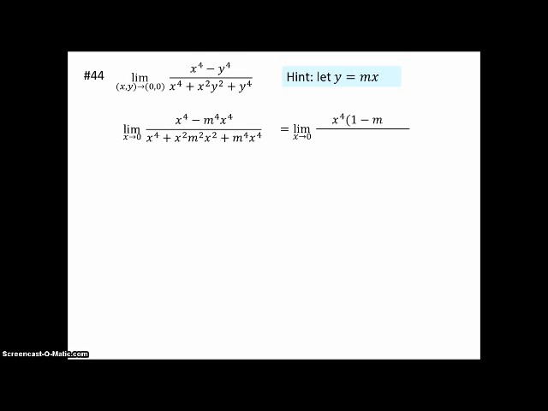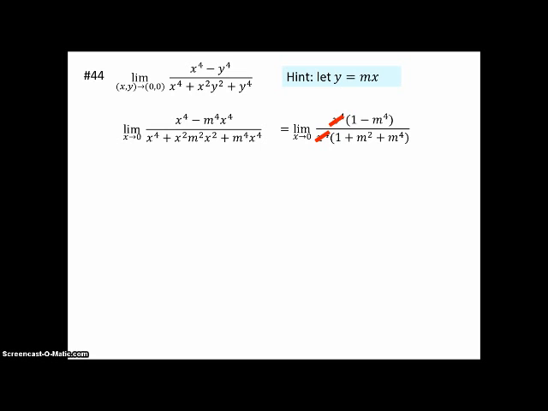Number 44, evaluate the limit as (x,y) approaches (0,0) of this expression. Okay, so the issue here is both the numerator and denominator are approaching 0, and we don't have a L'Hopital's rule for 3 dimensions. So we need another trick, and the book's hint is to let y equal mx. So we replace y with mx, and that gives us a single variable limit. Now we can factor out our x to the 4th, and we can cancel it. But now we have an expression in m, and x is the one that's varying.